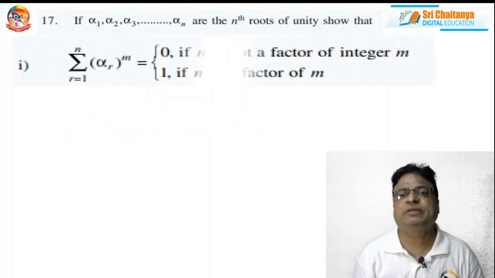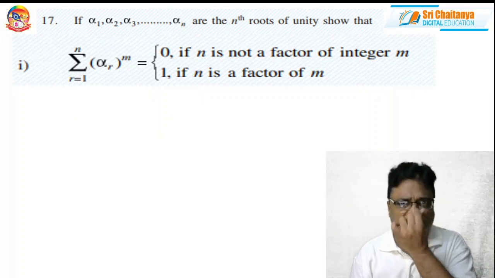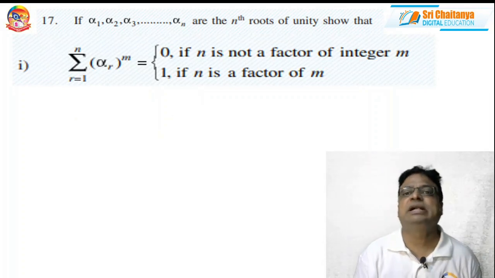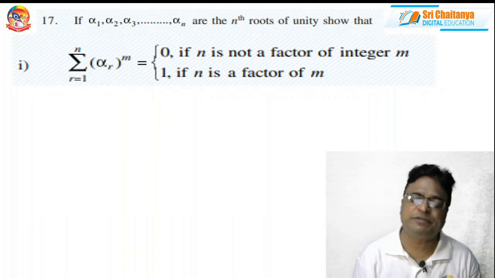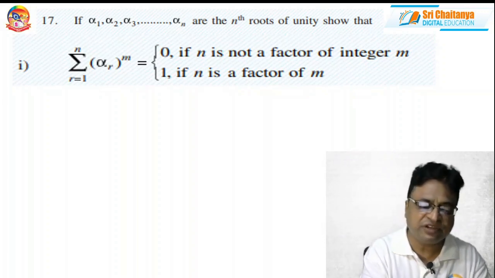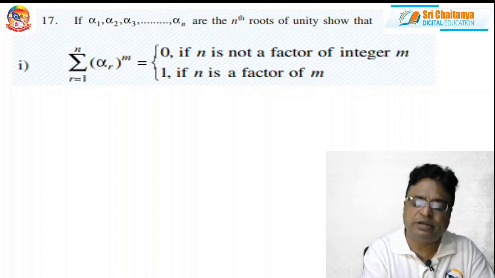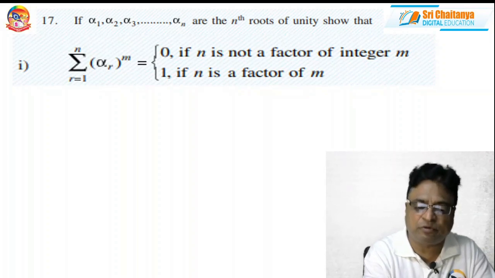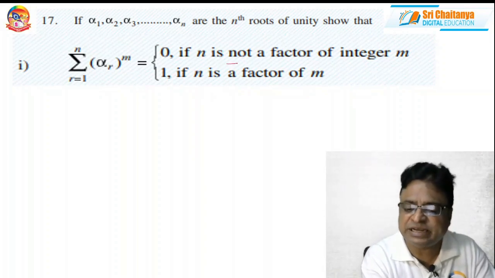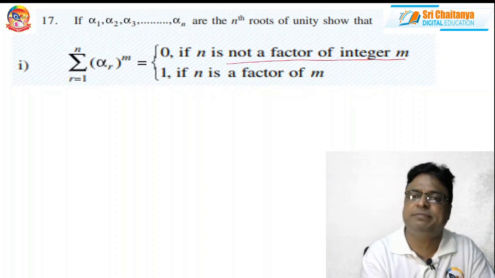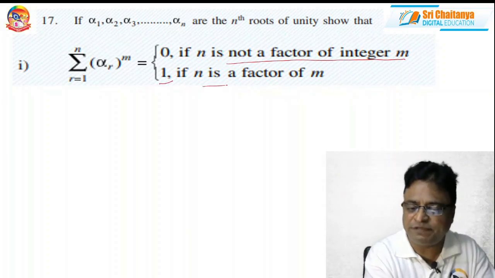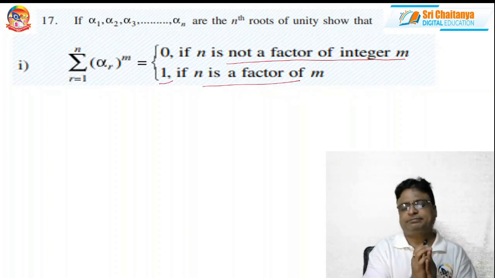Okay, now coming to the 17th problem. If alpha 1, alpha 2, alpha 3, etc., alpha n are nth roots of unity, then show that sigma r equal to 1 to n, alpha r whole power m equals 0 if n is not a factor of the integer m, and equals n if n is a factor of m.